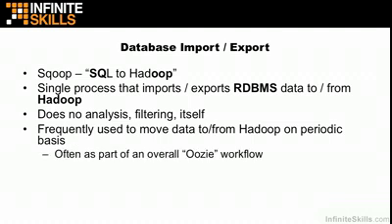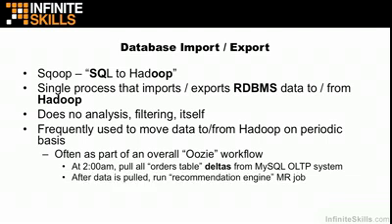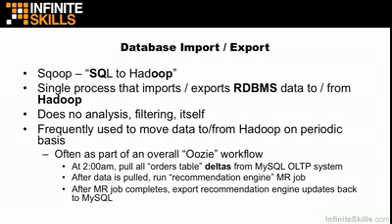A Sqoop job is often part of an overall Oozie workflow, such as at 2 a.m., maybe we pull all of our orders table deltas from the MySQL online transaction processing system. After the data is pulled, maybe we run the recommendation engine MapReduce job, and then after that MapReduce job completes, we use Sqoop to export the data back to MySQL and update our recommendation engine so that users that come back to our site will get updated recommendations. Again, each of these three steps would be an individual part of an Oozie workflow.